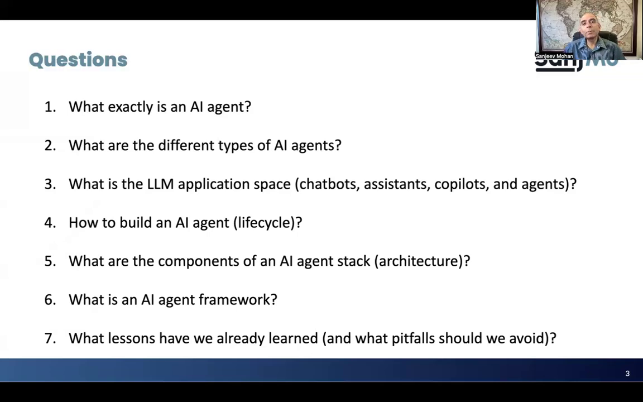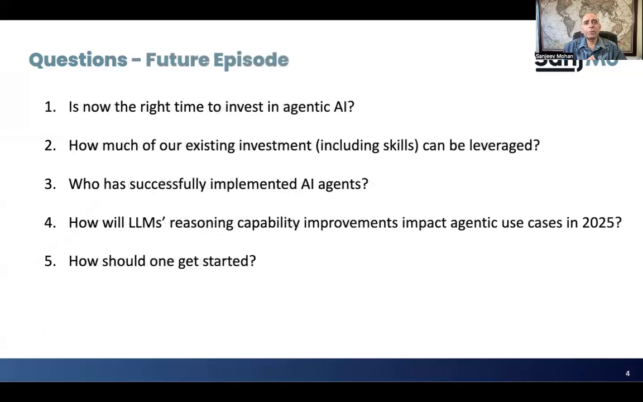Now, that is the scope of today's talk, but that is not the entire gamut of questions I get. There are plenty more questions I get, such as, is this the right time to invest in agentic AI? And if so, how much of my existing investment, including skills, can be leveraged? Who has successfully implemented AI agents? What happens in 2025 when the reasoning capabilities of large language models start increasing more than where we are this year? And finally, how do we get started? Now, these are the questions for which we will have to wait for the next episode of our podcast and the next blog. We have plenty of material to cover for today's session.